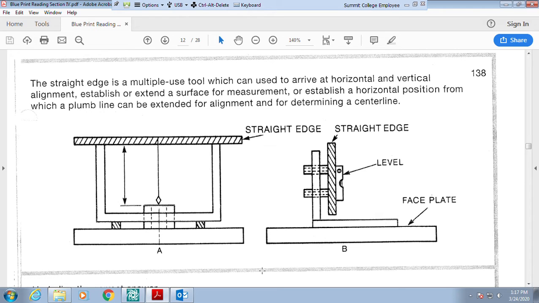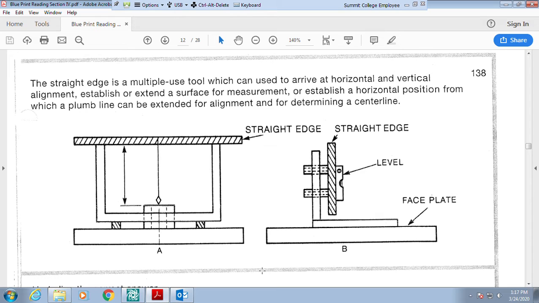All right, guys, here we go again. So this is page 138. We're still working on straight edges. So really, we can use a straight edge for a lot of information, okay? It helps us get a horizontal and vertical alignment, which means I can stick a level on it and help me determine if we are plumb, okay?